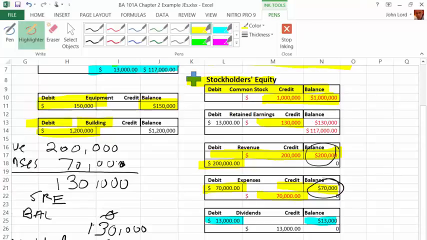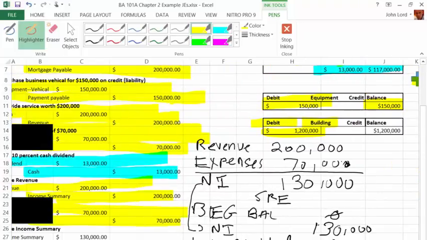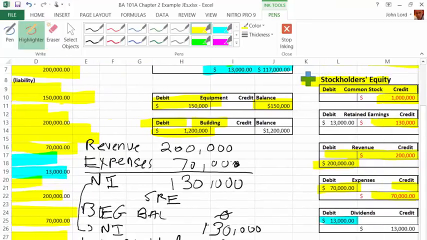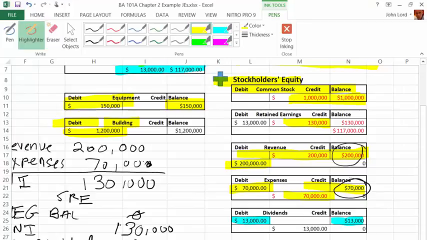Okay, so what do I do? I come back to my journal, and now I go ahead, I debit my income summary. That's going to 0 that out, and I do what? Credit my retained earnings. And so I come over, and that's what I do. I debit income summary 130,000. Now it's 0'd out, which is what I wanted because I'm going to use that next year to keep track of everything. I credit my retained earnings, and now it has 130,000 in it, doesn't it?